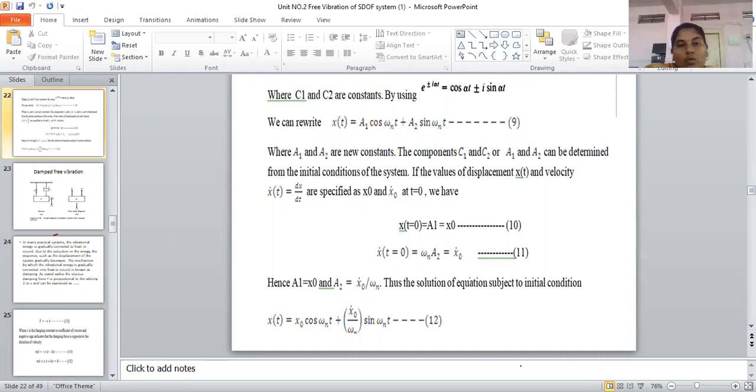Okay, so now you can put the values of s1 and s2. Already we know the s1 value, already we know the s2 value. So you can put that c1 into e raised to s1t plus c2 into e raised to s2t. Those two values you can put here, so that equation number 18 will be coming here.